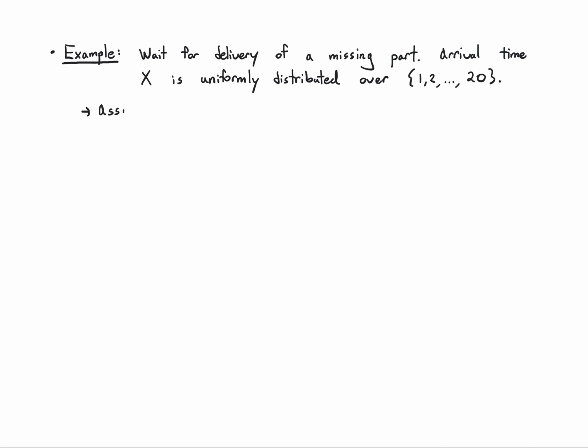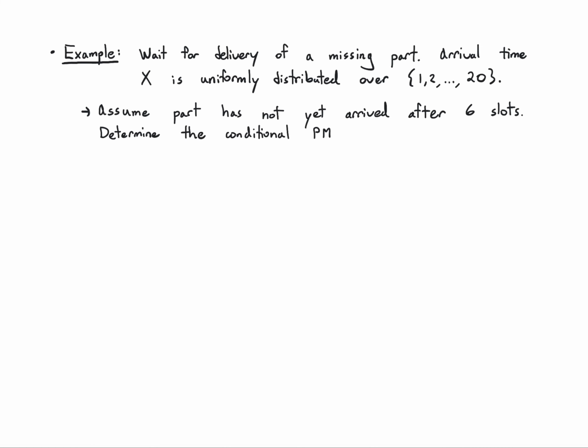Let's say that I've been waiting for quite a while now. I've been waiting and it still has not arrived, and it's been 6 days or 6 time slots. I still don't have it. So what I want to do is recalculate now what is the conditional PMF with this new information, and what is the conditional expected value and the conditional variance. All of those are conditional. I just didn't write conditional in front of each one since I didn't have space.